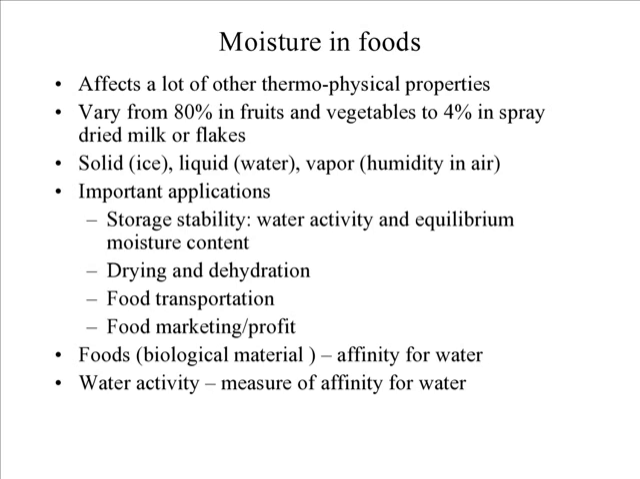You have drying and dehydration, where naturally with a dried or dehydrated food, you want to be sure that you have a low amount of water in the product, which allows it to be stored longer and have different properties. Also with food transportation, the moisture in the food is very important. And then food marketing and profit, because when things are weighed by the pound, the more water that they have included, the more profit there would naturally be. Foods are biological materials, and therefore they have an affinity for water, and water activity is a measure of that affinity for water within a food.